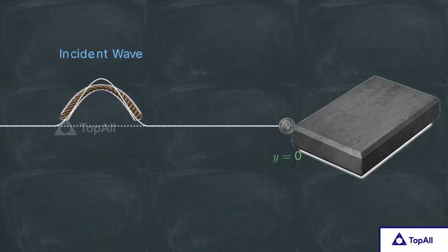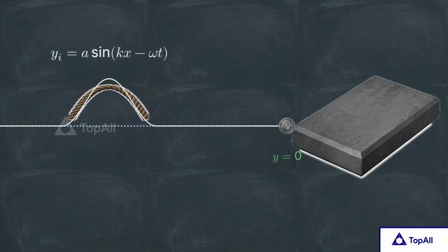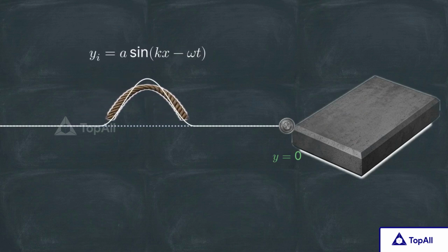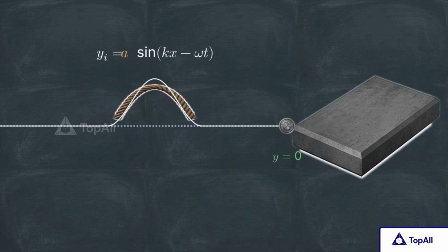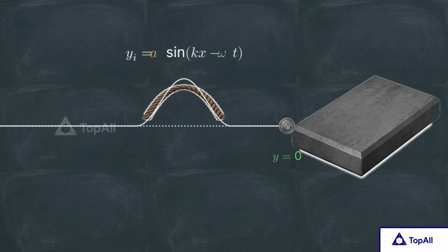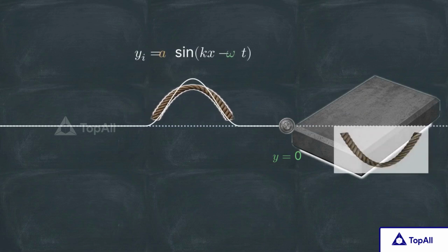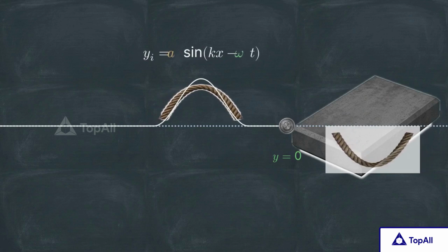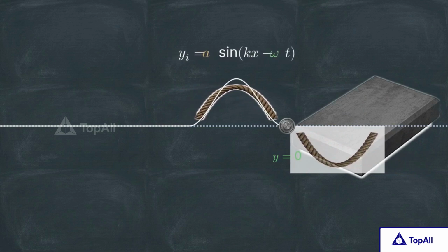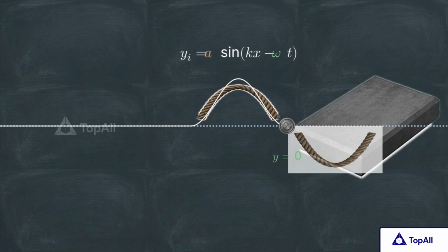We can describe this incoming pulse mathematically. Y sub I equals A sine of kx minus omega t. In this equation, A represents the amplitude or peak height of the wave, and omega represents the angular frequency. To ensure the string stays perfectly still at the wall, the math demands a reflected wave that is the exact geometric opposite of the incoming one.